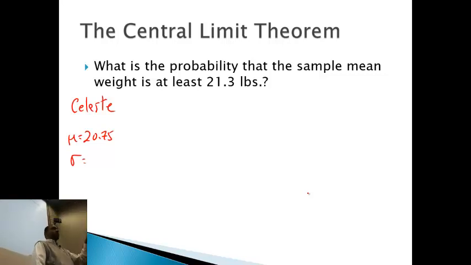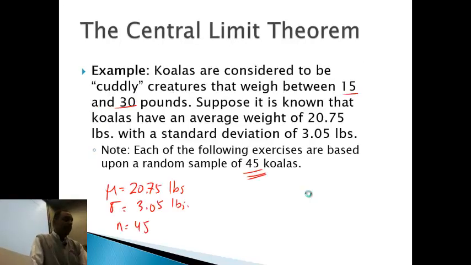Now, we did a few examples earlier about heights of women, so you can look at that for a reference point.